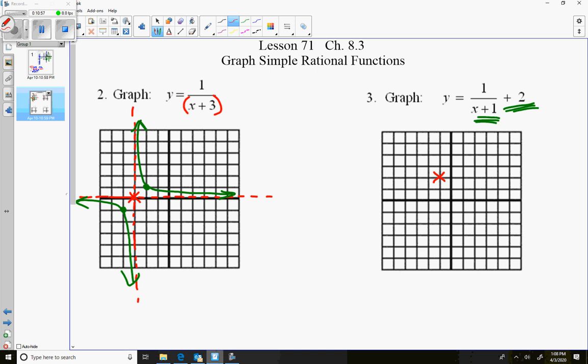That is our starting point. Through that starting point, we have both a vertical and our horizontal asymptotes. And then it is going to go through the point 1, 1 and negative 1, negative 1 from that starting point.